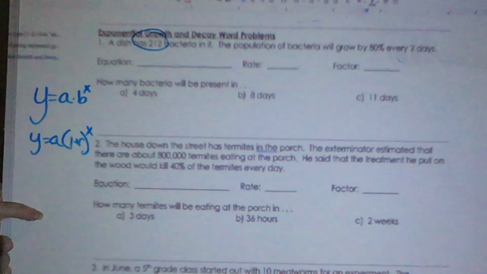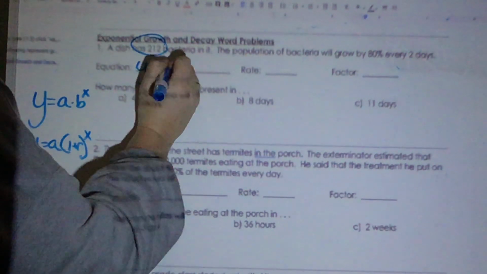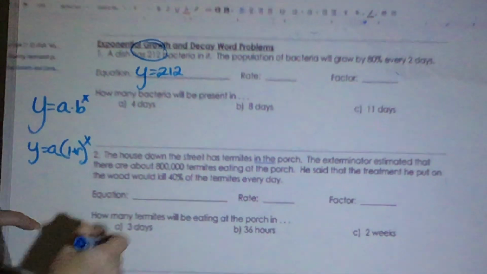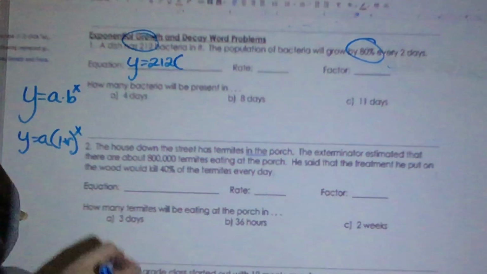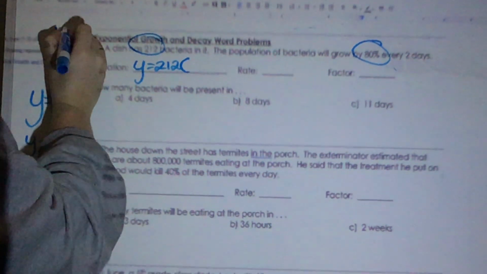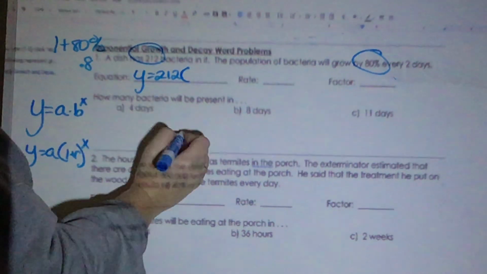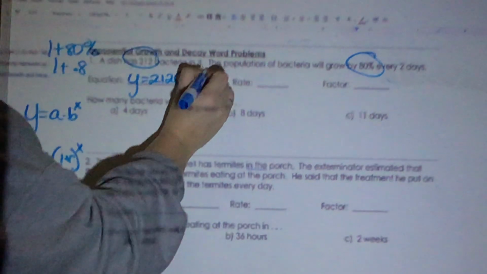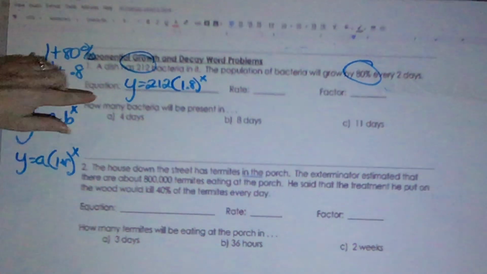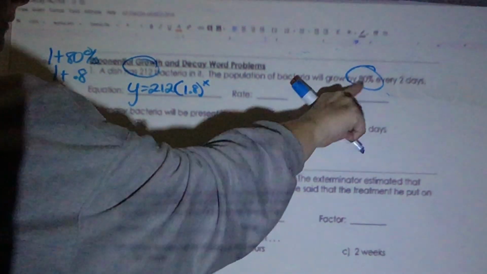So my equation here would start off y equals 212, and then my parentheses is going to be 1 plus, now I'm looking for my rate. My rate is 80%. So it's 1 plus 80%, but we can't add percentages, we need to make that a decimal. So we get 1.8 in parentheses to the x power. This is the equation that you would write based on this information. My rate is 80%.